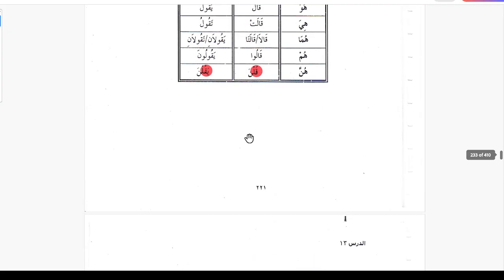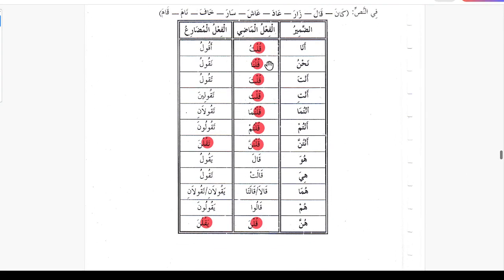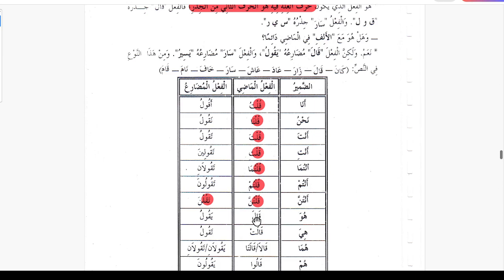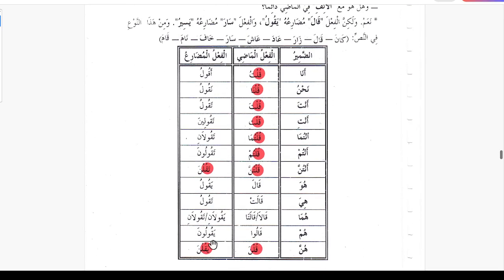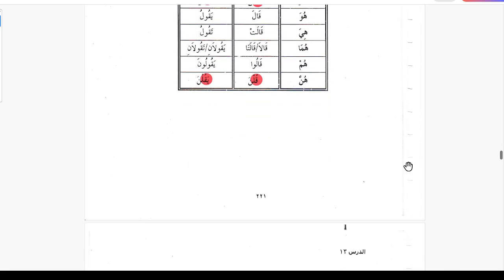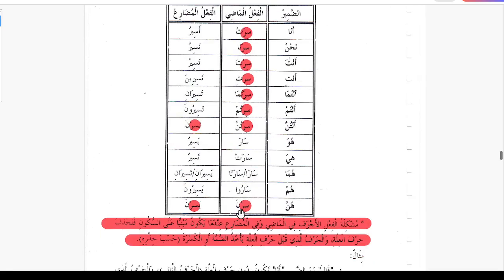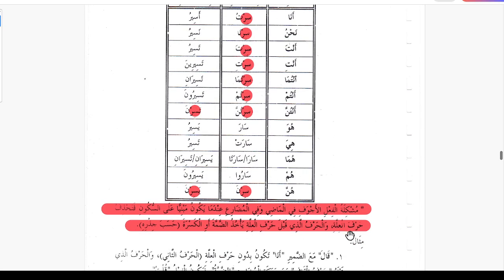Like here, kala yakulu. We don't say the waw here, which is the root letter, or we don't see the alif here. So we see kala with the alif, but in those cases when the fail madi is mabni ala sukun, then the alif is omitted. Same here. Similarly for Sara, we don't see the alif here. So that is the first change that is happening here.